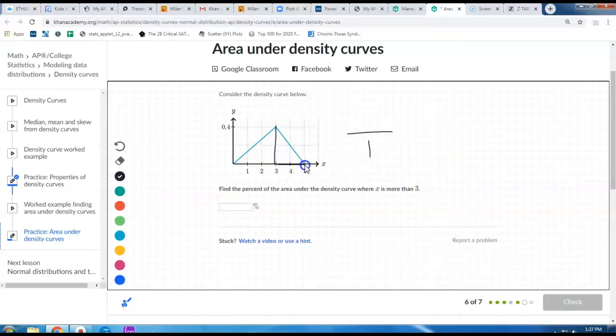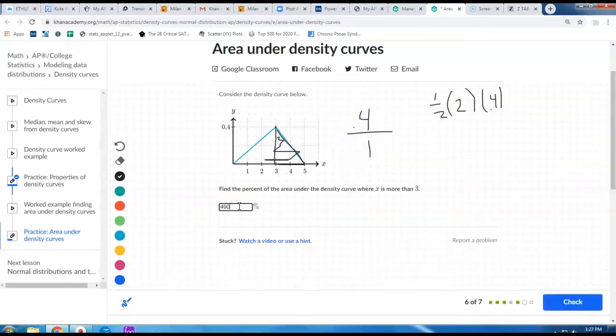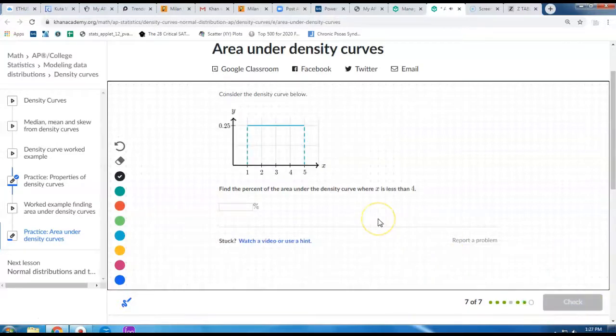Your job is to find the area of this part of the triangle, more than 3. The area of a triangle is 1/2 base times height. The base of this one is 2, the height of this one is 0.4, and if you multiply those together, you would get 0.4. So that's 40%. And there you go. Less than 4 here.